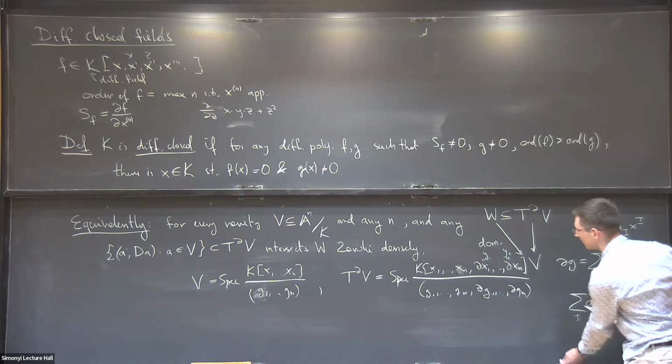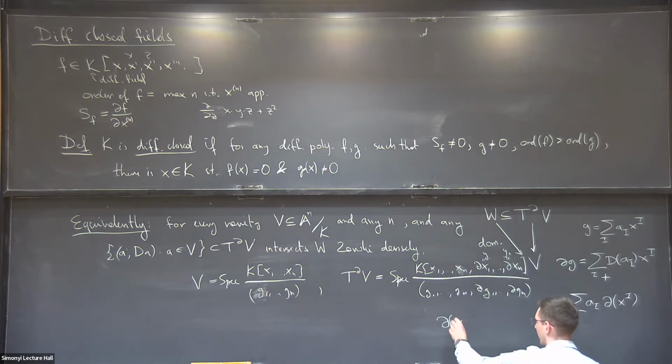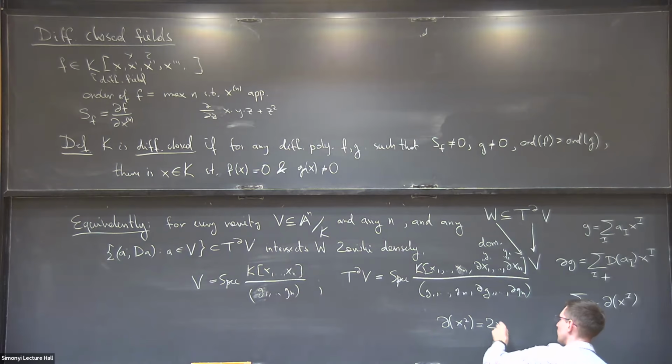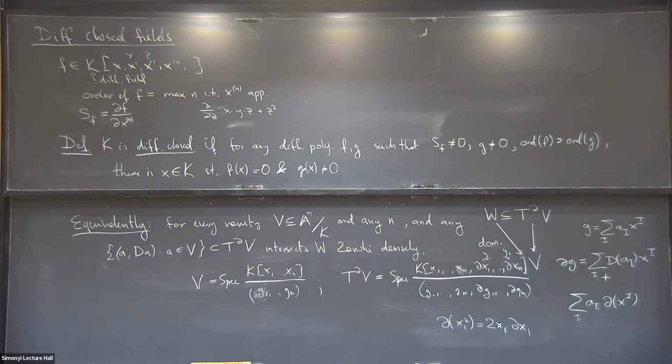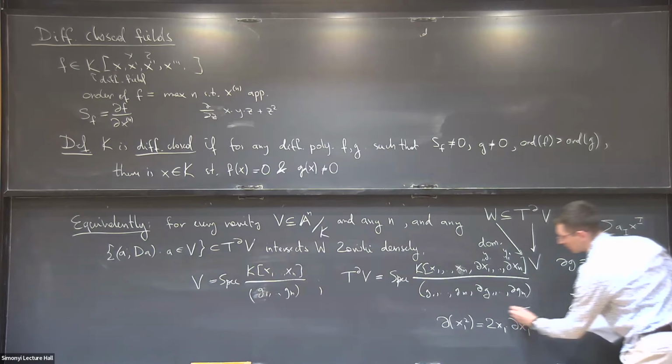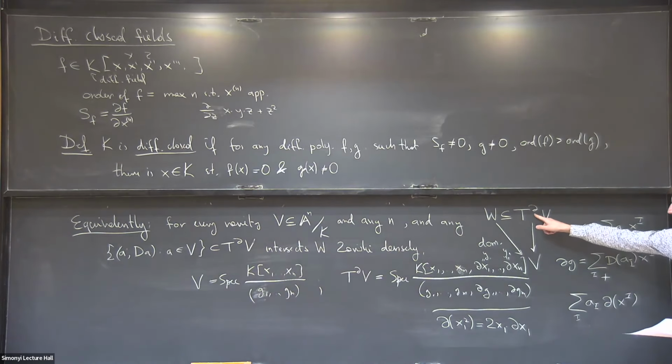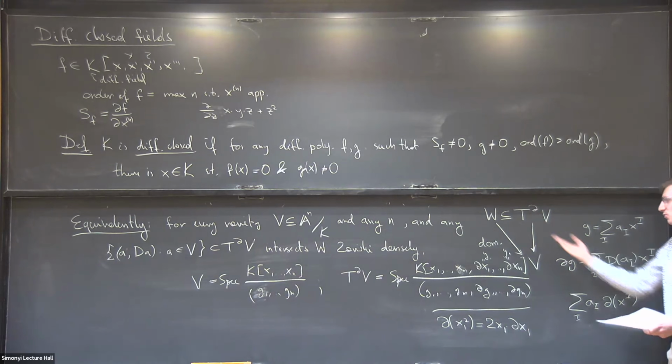So for example, del of x1 squared will be 2 x1 times del x1. Does it make sense? Yes, so really the point is that this is a tangent bundle if V is defined by equations over constants. But if V is defined by equations not over constants, this is twisted a bit. So if this vanishes, this is literally the tangent bundle.